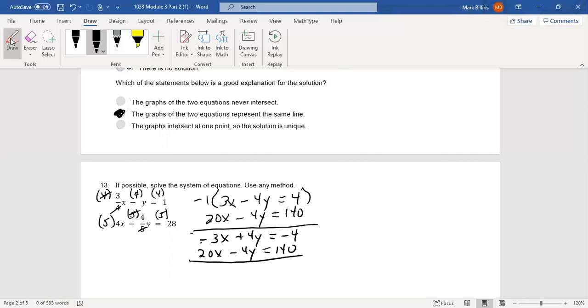Now I add the two equations. And again, it's doing what I want it to do because one of the two variables is going to be eliminated. -3 plus 20 gives me 17x. And -4 plus 140 gives me 136. So now you're going to take 136 and divide by 17. So x would equal 8.